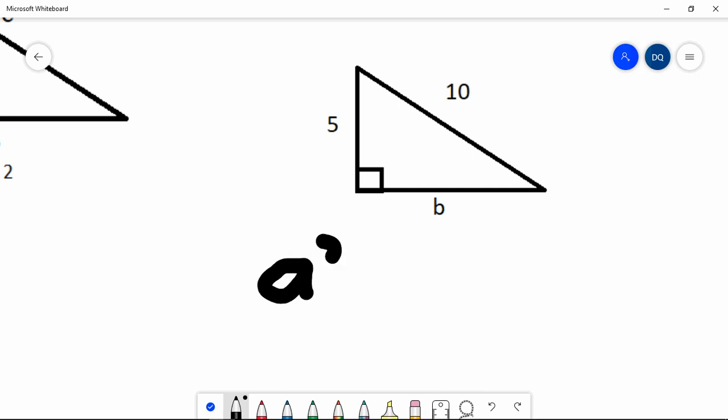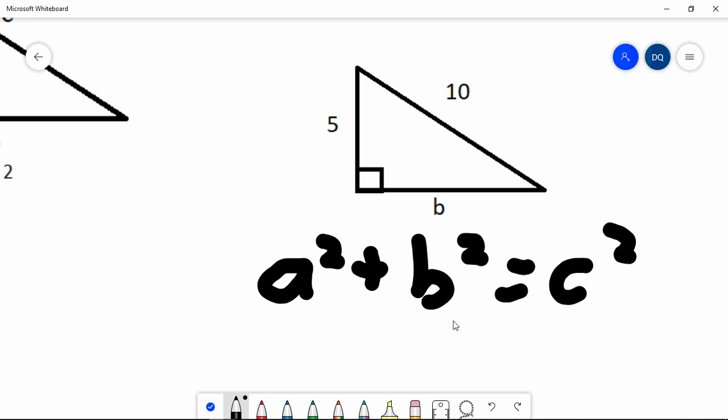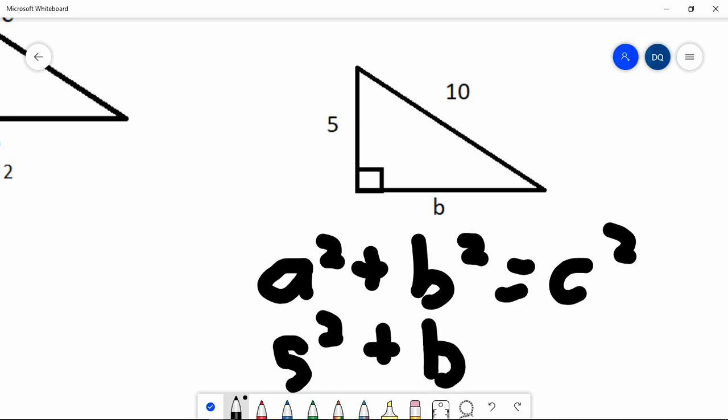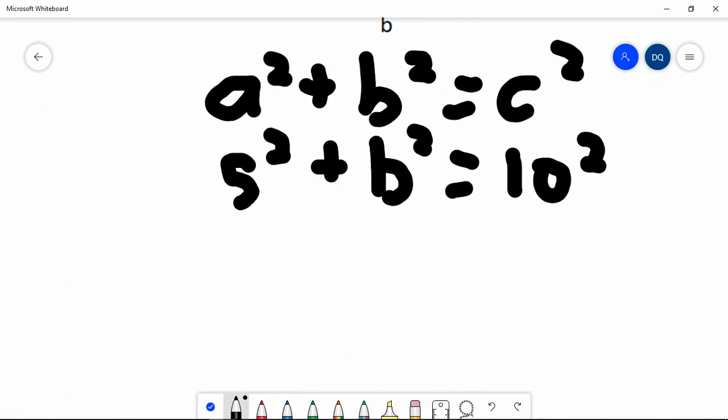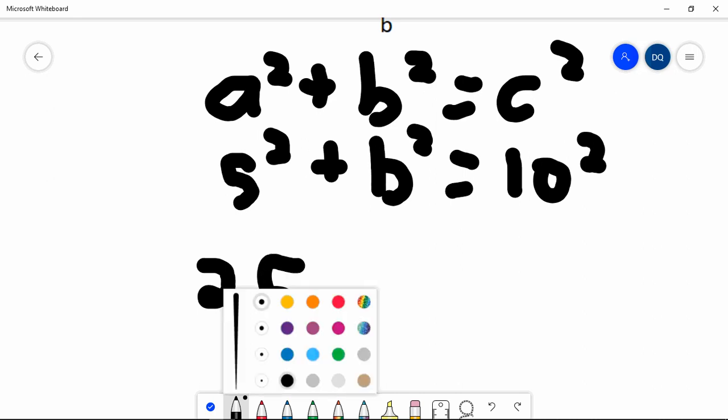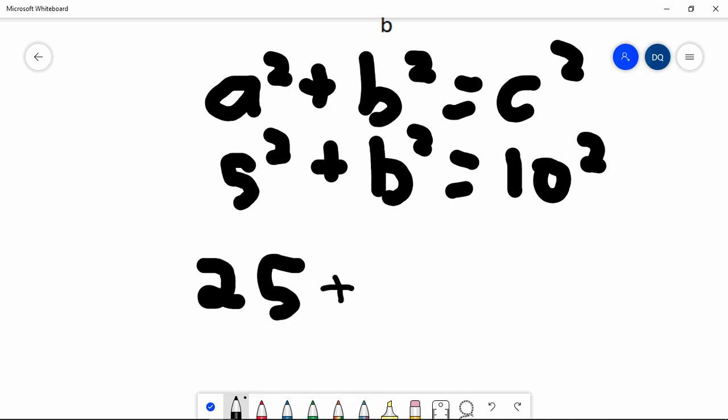When we write a squared plus b squared is equal to c squared, the a value is 5, so 5 squared plus our unknown b squared is equal to 10 squared. So this is starting to look a bit tricky. What's 5 squared? 5 squared is 25. So 25 plus b squared is equal to 10 squared.